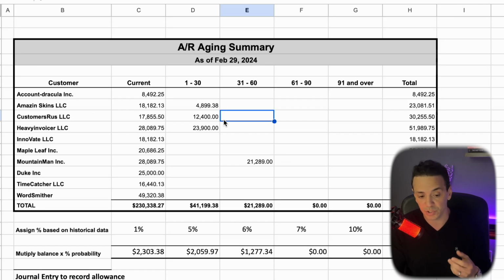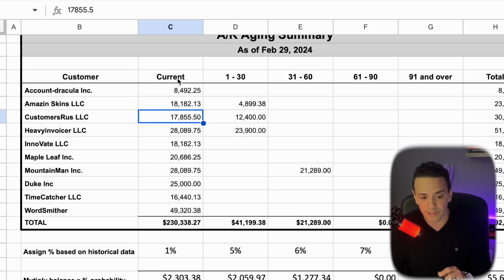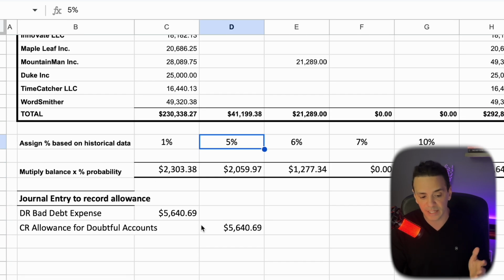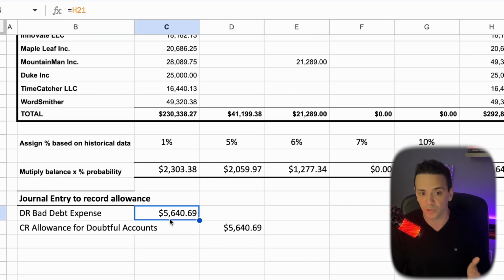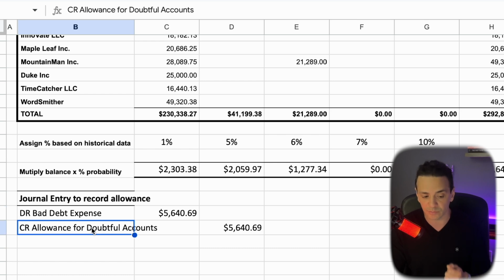Here is what they do at each month end. They generate an AR aging summary. They go through this and say, all right, for our current AR, we will accrue 1%. For 1 to 30 days late, we will record 5% of that balance and so on and so forth, based on the probability from historical collection efforts. Based on that, we will record $5,640 of debit to bad debt expense and credit to allowance for doubtful accounts.